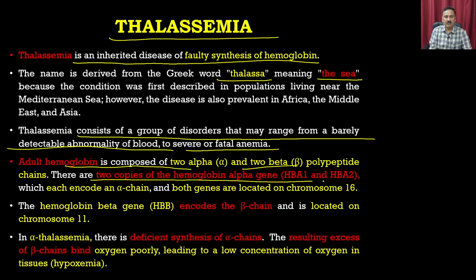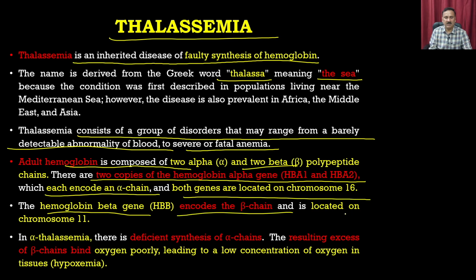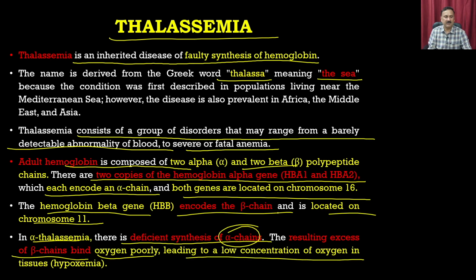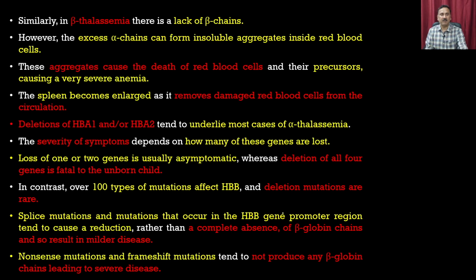There are two copies of hemoglobin alpha genes, HbA1 and HbA2, which encode the alpha chain, and both genes are located on chromosome 16. The hemoglobin beta gene encodes the beta chain, and it is located on chromosome 11. In alpha thalassemia, there is a deficient synthesis of the alpha chain and excessive beta chains, which bind oxygen poorly, leading to a low concentration of oxygen in the tissue, which is called hypoxia. Whereas in beta thalassemia, there is a lack of beta chain, right? So basically there will be underproduction of either the alpha chain or the beta chain.